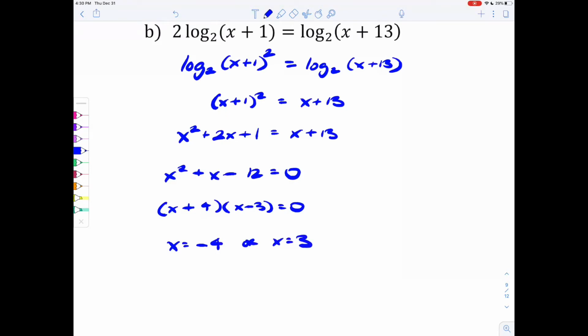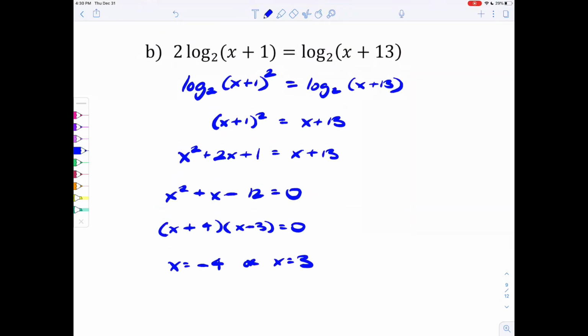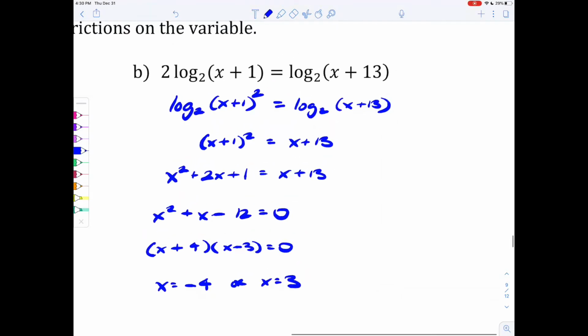Two possible answers. Wow. Careful though, because we still need to check these against our restrictions. Because we're taking, again, log of a variable expression, we have the potential for restrictions. This one here says that x must be greater than negative 1. This one also exists, and it says that x has to be greater than negative 13. But as long as it's greater than negative 1, this one will be covered. So really the only one that matters is that. You can still state both if you want, but the minimum to state would be this one.